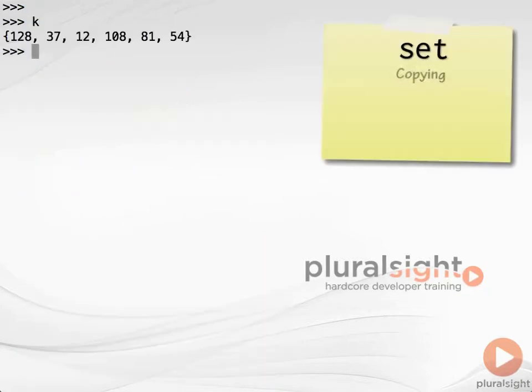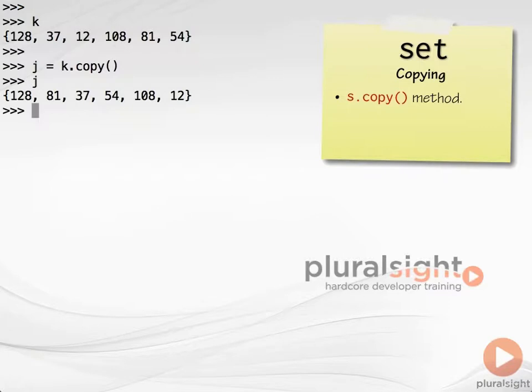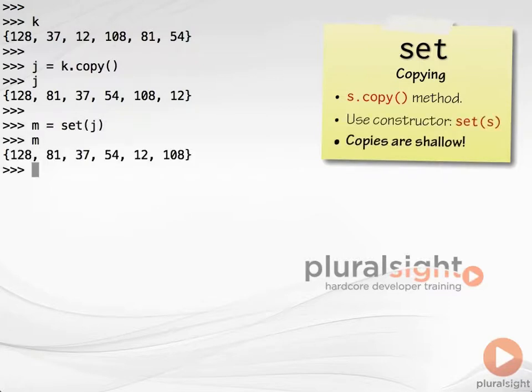As with the other built-in collections, set sports a copy method, which performs a shallow copy of the set, copying references but not the objects they refer to. As we have already shown, the set constructor may also be used.